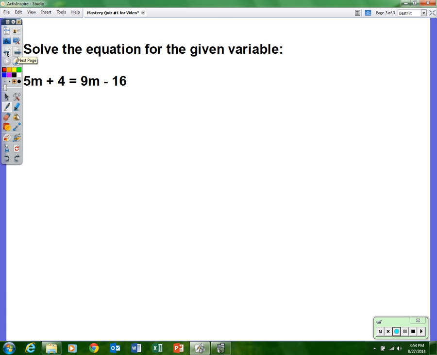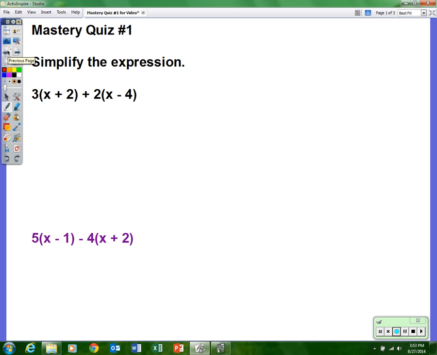All right, let's begin. So the first thing is simplify the expression. Now remember, an expression is a problem with no equal sign. We are not going to figure out what x equals. We are going to simplify it as much as possible. We are going to combine like terms, get it down to its simplest form. You notice there are parentheses and there's a number in front of the parentheses. Remember what we do with that.